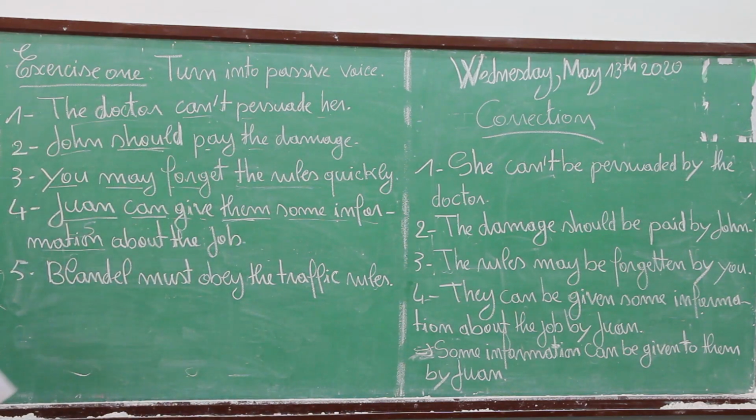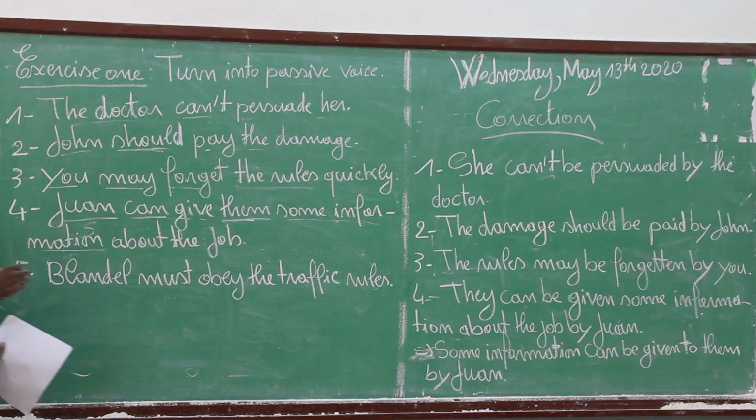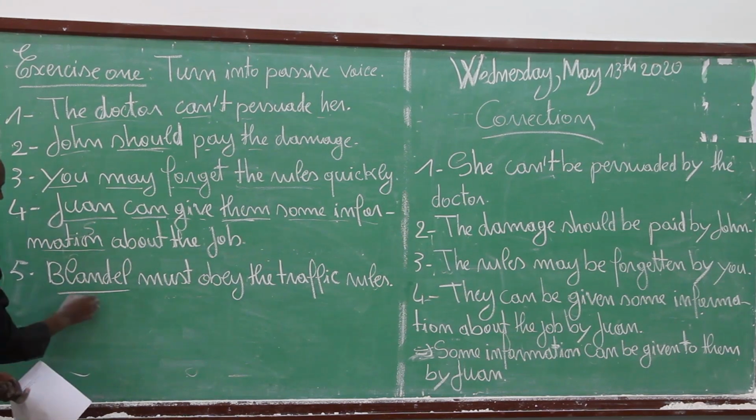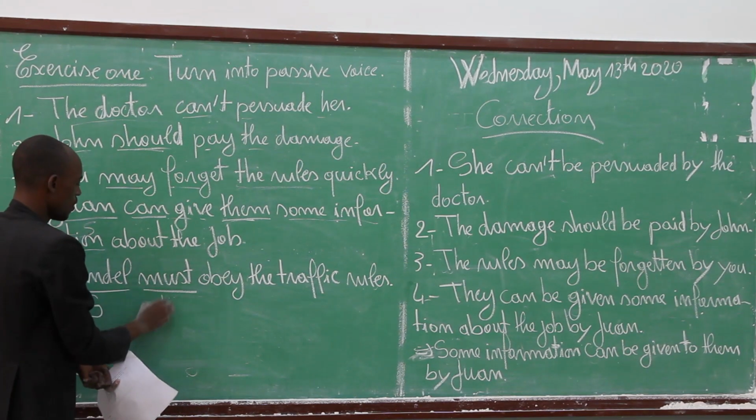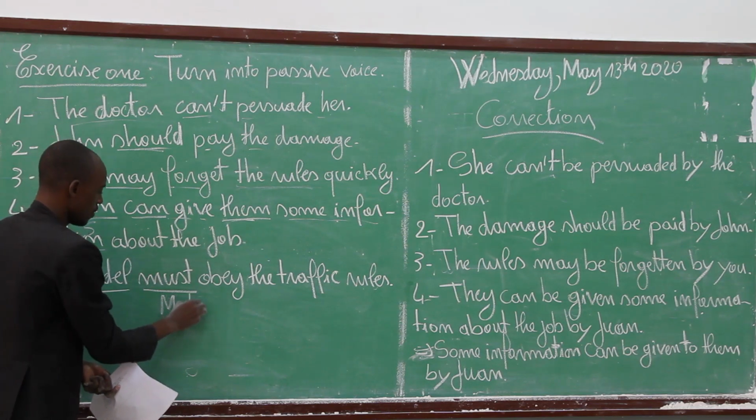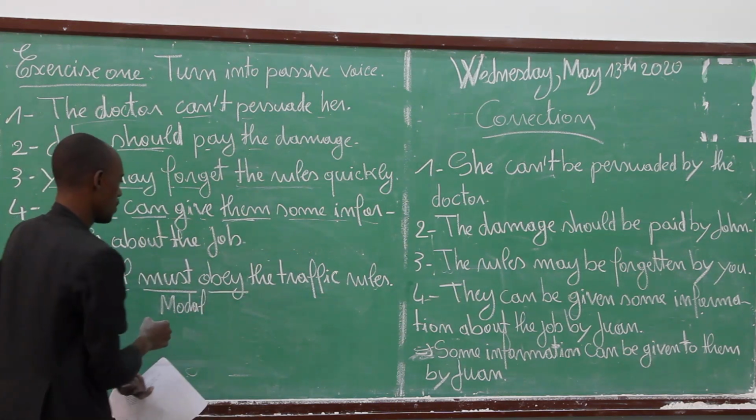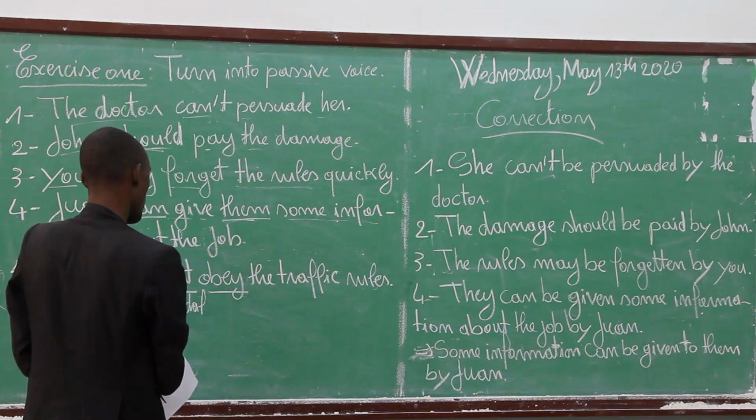Now let's take another. We can come back here. Let's take the last sentence, number 5. We have Blondel must obey the traffic rules. Blondel here is the subject. Must is the modal, and obey. They should obey the traffic.